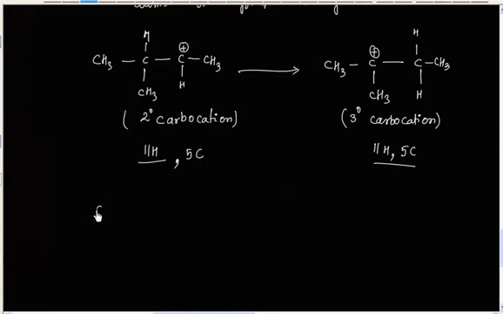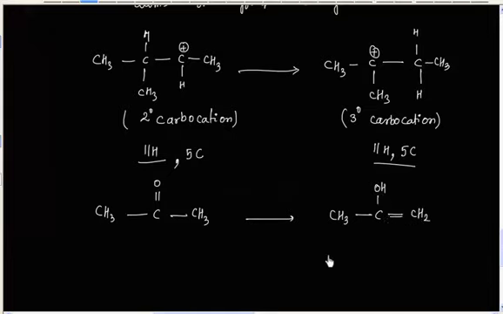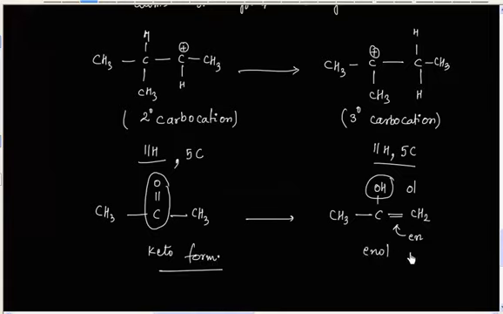We can also have something like this. This is again an example of rearrangement reaction. You see this side we have a keto group and this side we have an alcohol group, that is, an enol. This is called keto form and this is called enol form. So this is the example of rearrangement.